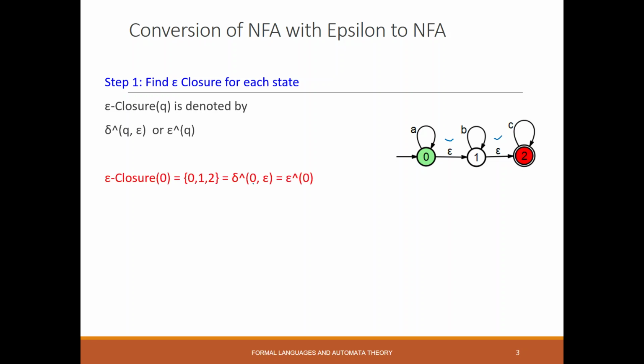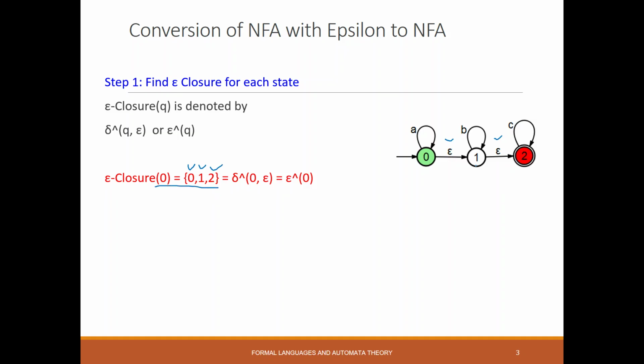Regarding epsilon closure, we need to find it step by step. For the epsilon closure of 0, since we are finding it for the state 0, we need to include 0 by default, and for the epsilon closure of 1, we need to add 1 by default. Whenever you find the epsilon closure for a given state, that state will be in the answer initially. After that, regarding 0, by using epsilon we go to 1, so 1 is added here. From 1 there is another transition, moving to 2, so 2 is added here. So the answer for the epsilon closure of 0 is 0, 1, 2.